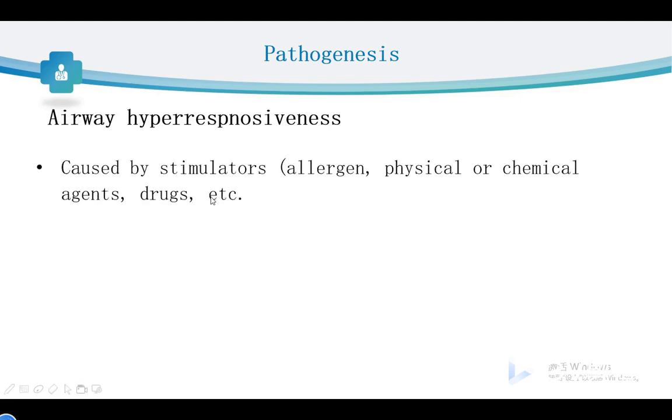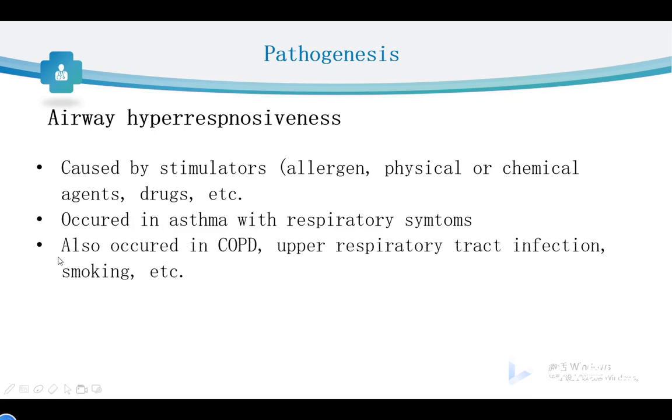Airway hyperresponsiveness is caused by the stimulators, including the allergen and other agents, drugs, and so on. It usually occurs in asthma patients with respiratory symptoms. This specific reaction can also exist in the patients with chronic obstructive pulmonary disease, upper respiratory tract infection, smoking, and so on.